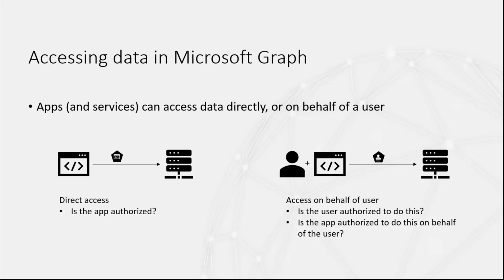So there's a second question in terms of authorization that the API will ask: is the app allowed to do this on behalf of this user? When it's access on behalf of a user, there are two questions that need to be answered. Is the user authorized to take the action? And then, is the app allowed to do it on behalf of the user?